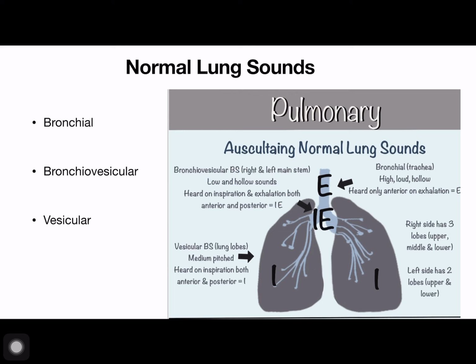So vesicular is heard on inspiration, and you can listen to your lungs to hear this. Again, you can start at the top of the clavicle, and you can listen to all areas of your lungs bilaterally, anterior and posteriorly, especially at the bases. So that's the lobes of the lungs.